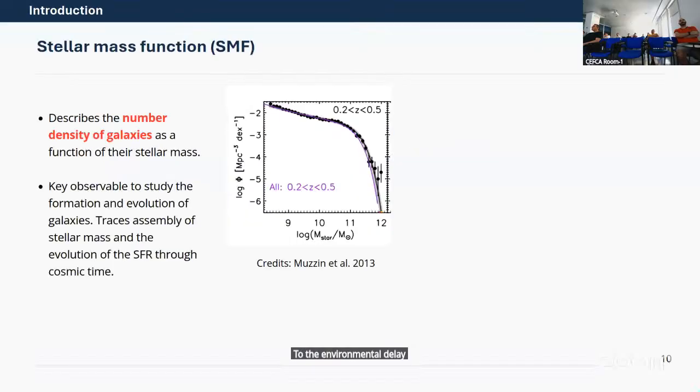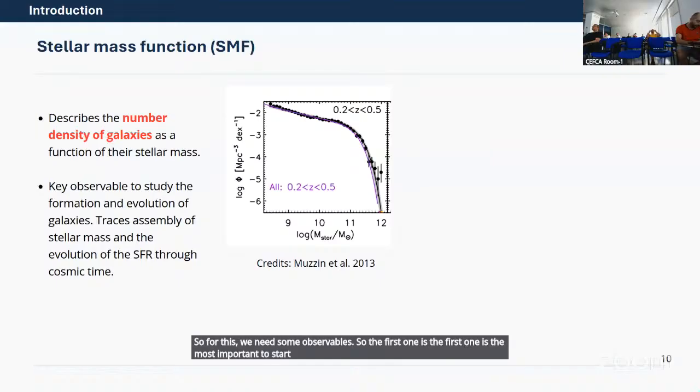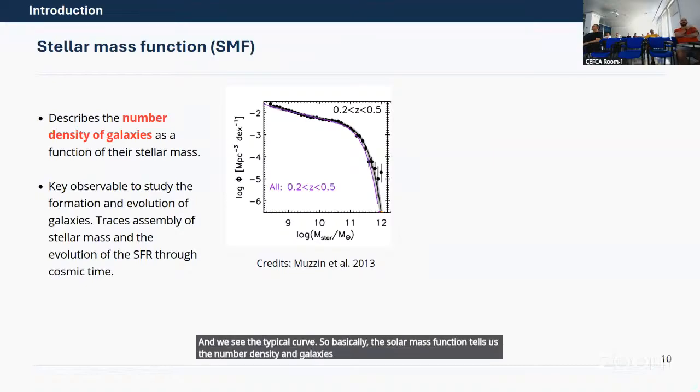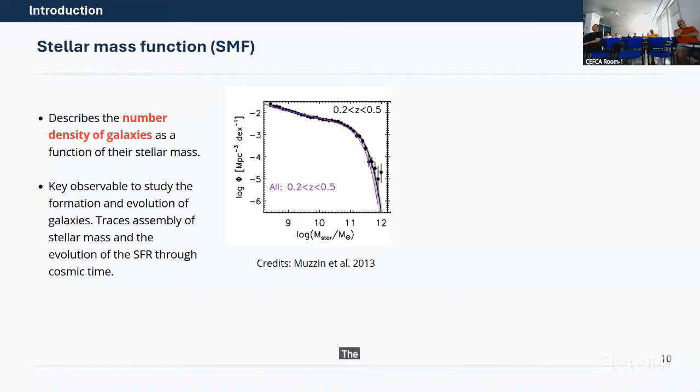So for this, we need some observables. The first one, the most important to start with, is the stellar mass function, and we can see here the total one of all these galaxies from 2013, and we see the typical curve. Basically, the stellar mass function tells us the number density, the number of galaxies by stellar mass bin. It's going to be the main idea of the whole thesis.